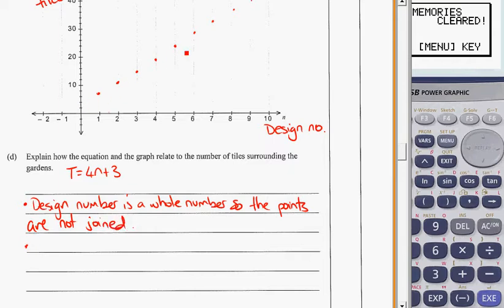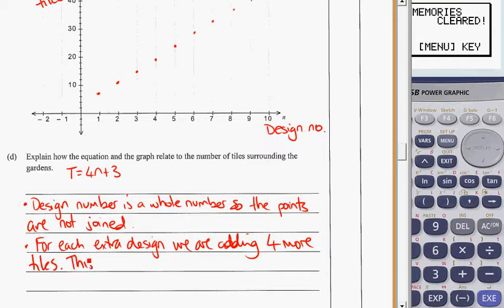Right, looking at the gradient there, obviously for each extra design we're adding 4 more tiles. For each extra design we are adding 4 more tiles. This would be the gradient of the graph.